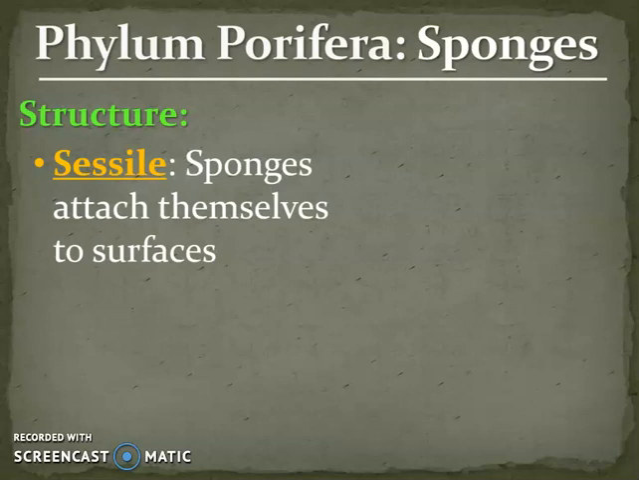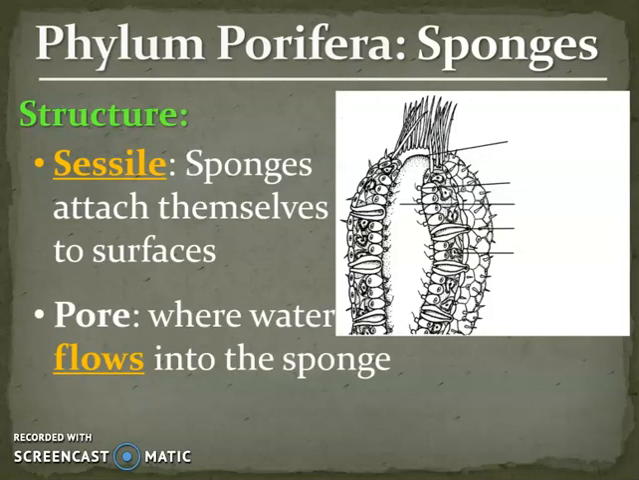Now, looking at a sponge, our first structure we want to label is the pore. And the pore allows water to flow into the sponge. It's kind of like the little holes on your skin that allow the oils to come out of your face. The pores on a sponge are little holes that allow water to go into the sponge.